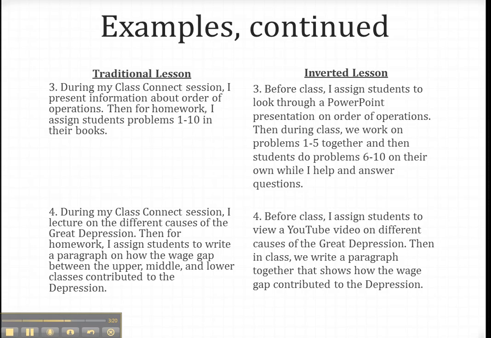And then finally, for a history session, a traditional lesson would be that during a Class Connect session, you might give a lecture on the different causes for the Great Depression, and then maybe ask students to go to their OLS and find a writing assignment to write a paragraph about the Great Depression. Okay. But an inverted lesson would look like this. You would assign students maybe to view a YouTube video or any other video that you've created or that you found on the different causes of the Great Depression. So then when they come into class, together you could write the paragraph to show what caused the Great Depression.